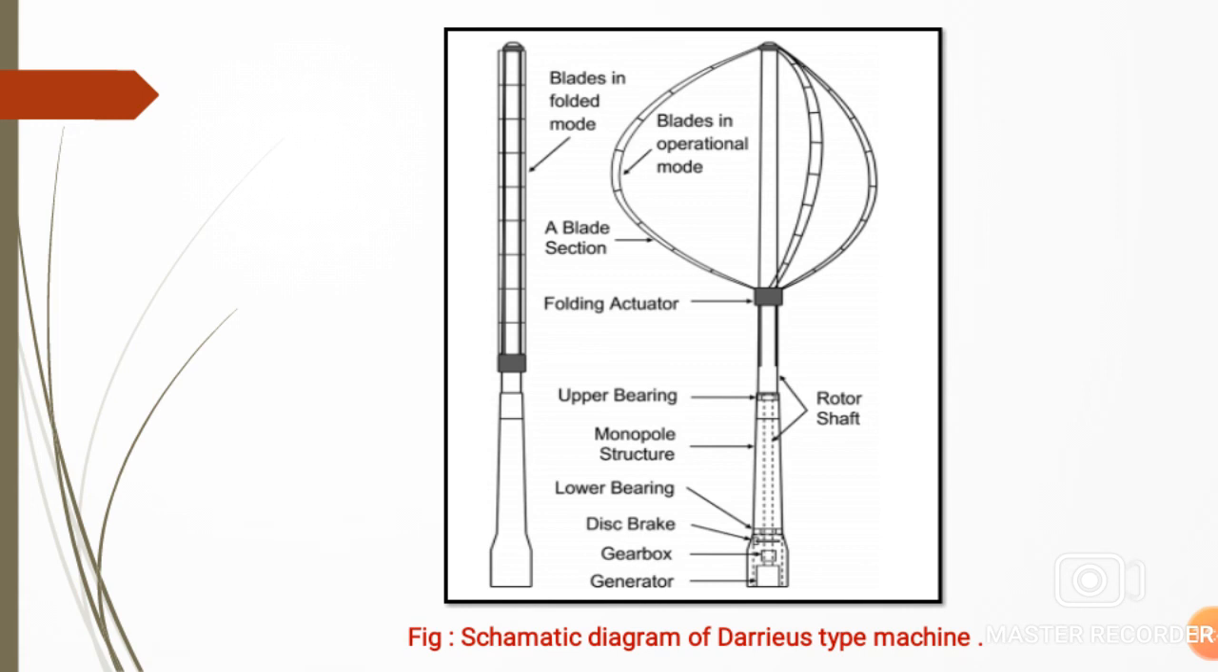On the left hand side, one particular blade is shown in the figure. Blades in folded mode, that is, there is a fold in the blade, and the base part is the supporting system, that is a tower system which consists of gearbox, generator, lower bearing, monopole structure, upper bearing, folding actuator and rotor shaft.